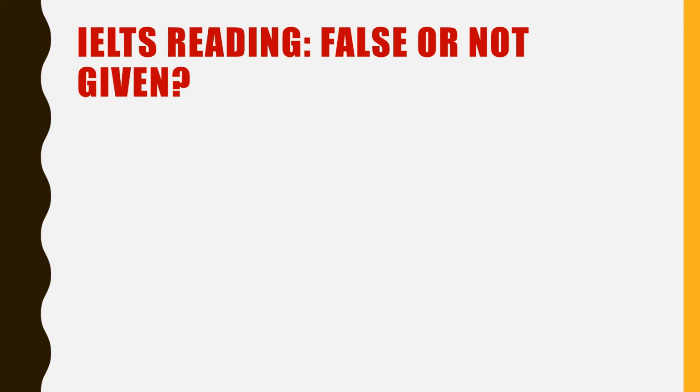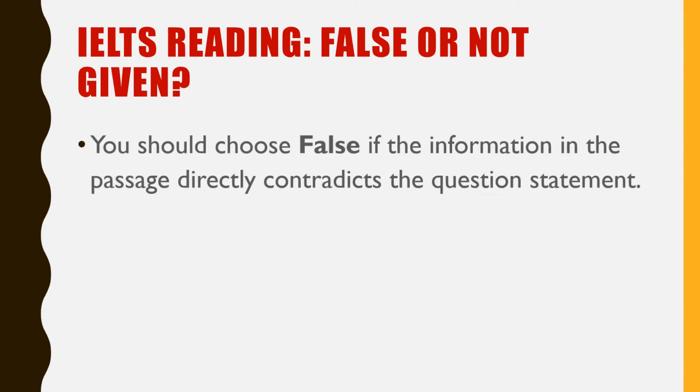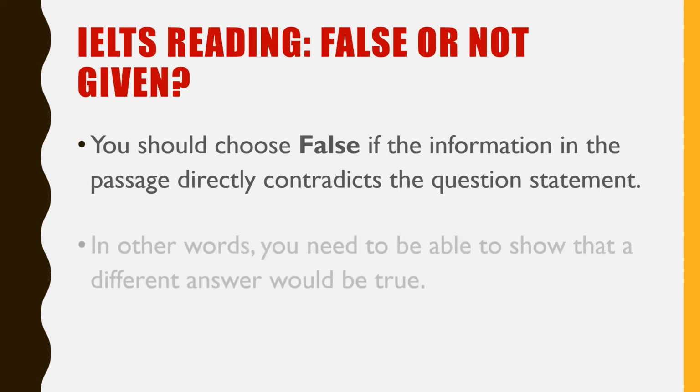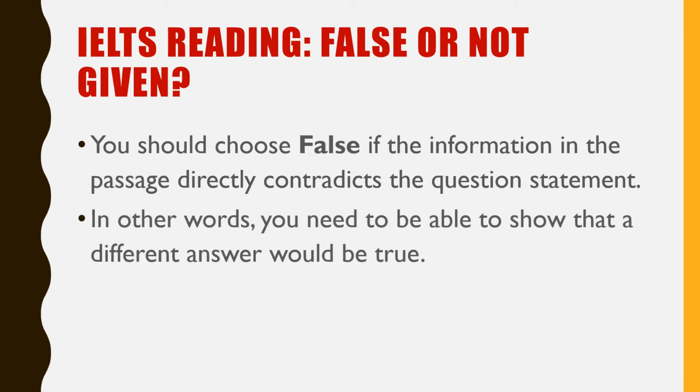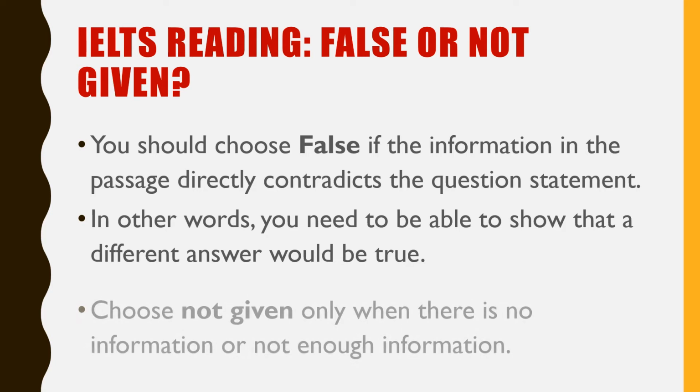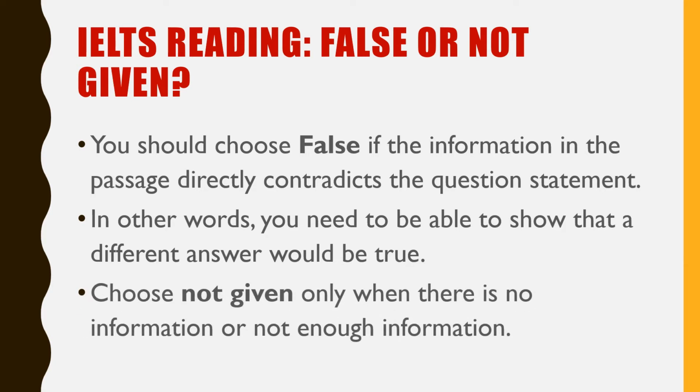False or not given. Students are often confused by the difference between false and not given. You should choose false if the information in the passage directly contradicts the question statement. In other words, you need to be able to show that a different answer would be true. Choose not given only when there is no information or not enough information.